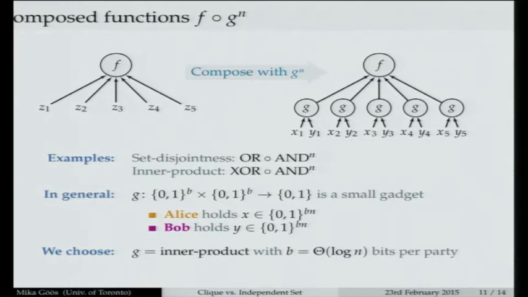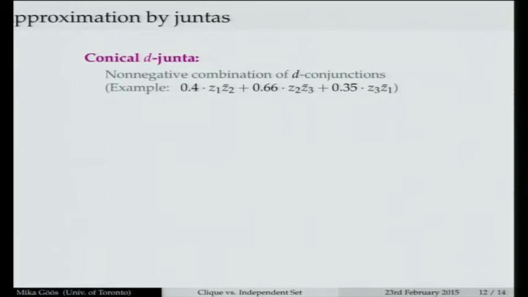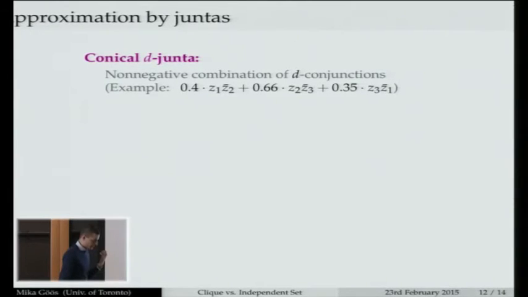And with an appropriate choice of gadget, the inner product gadget on some log n bits per party, we're trying to say the communication complexity of these composed functions should be explained by some query complexity measure of the outer function. And this is what the main theorem in this paper is formalizing.